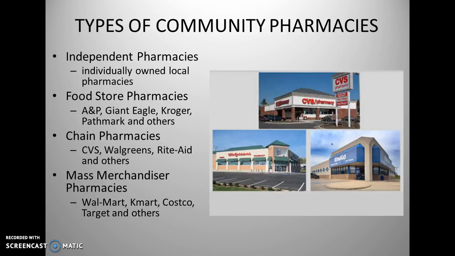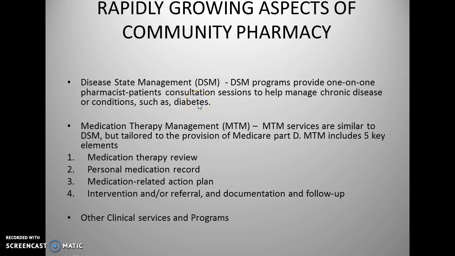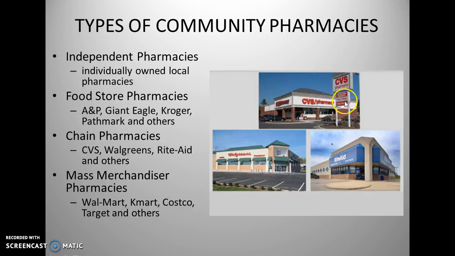So there are many different types of pharmacies. If you notice here in the picture, three of the largest consist of CVS Pharmacy, Walgreens Pharmacy, and also Rite Aid. Also, you see stores who still have pharmacies such as A&P, Giant Eagle, Kroger, Pathmark, etc. You have the chain pharmacies as located here.